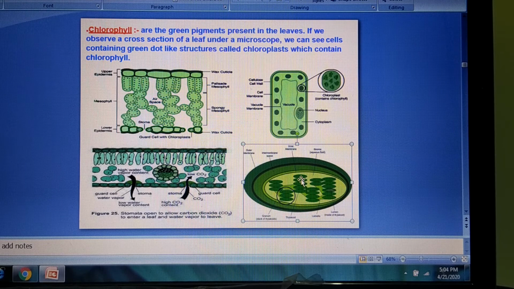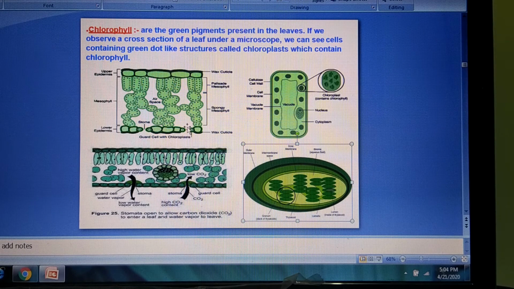So why are we studying all these? Chlorophyll, where is it present? It is present in the granum or in the thylakoids of the chloroplasts. What is its function? It is able to absorb the sunlight. So what are the other raw materials we require for photosynthesis? Carbon dioxide. How does this carbon dioxide enter the leaf cells?